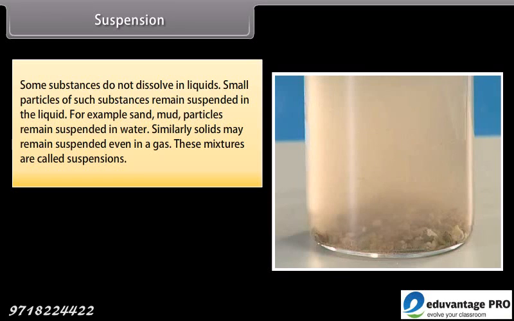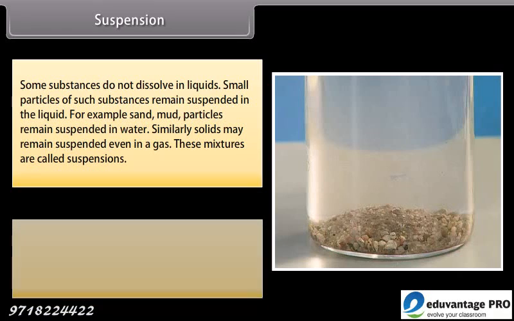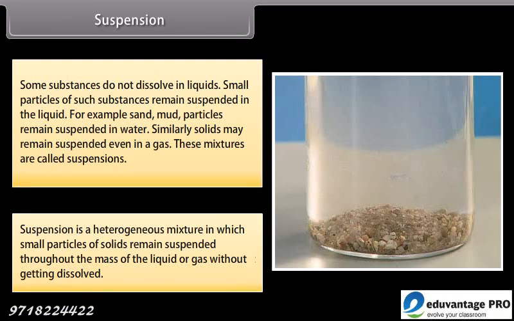Suspension. Some substances do not dissolve in liquids. Small particles of such substances remain suspended in the liquid. For example, sand and mud particles remain suspended in water. Similarly, solids may remain suspended even in gas. These mixtures are called suspensions. Suspension is a heterogeneous mixture in which small particles of solids remain suspended throughout the mass of the liquid or gas without getting dissolved.